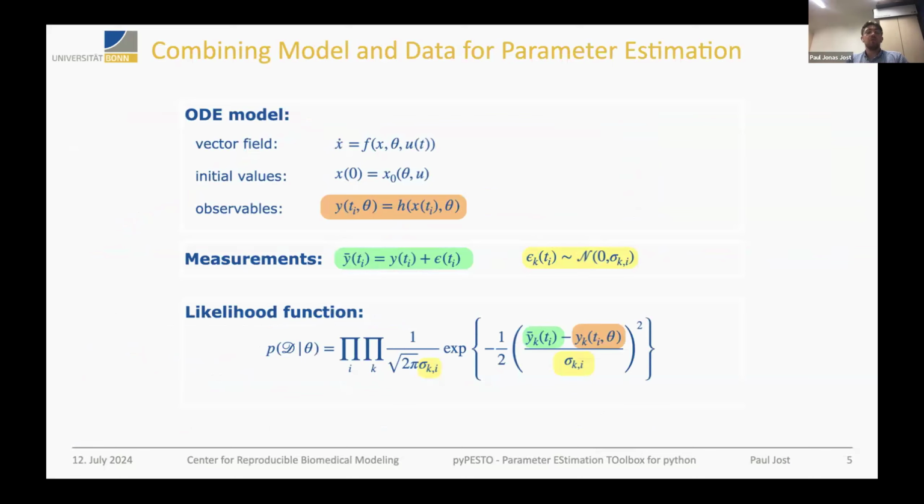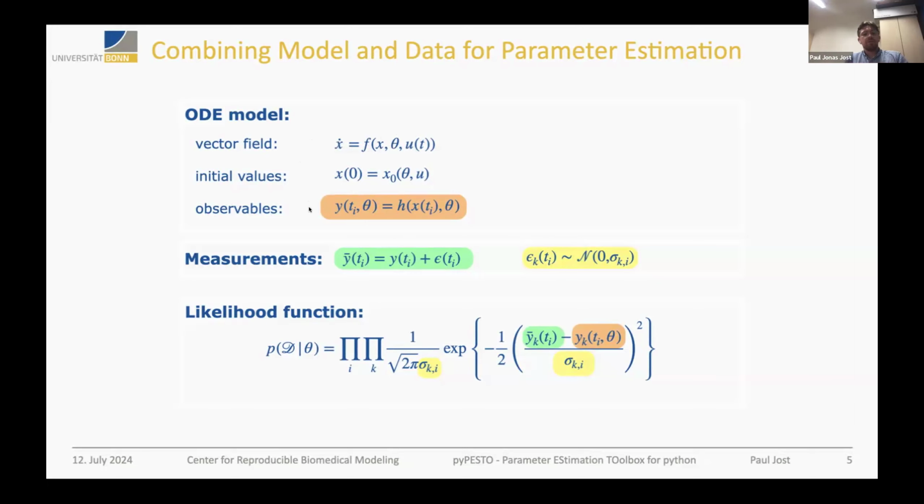Okay, so how do we combine model and data to get to our parameter estimation? We do this by extending our model. Again, there are a multitude of approaches. The one that pyPESTO supports quite strongly, and which makes your life easier, is the likelihood estimation. You extend the model. The first things you know is we already talked about the vector field and the initial values, meaning that we describe the changes as some kind of function that is dependent on the current state, theta are the unknown parameters, and u are some kind of known parameters. The initial values are the same.